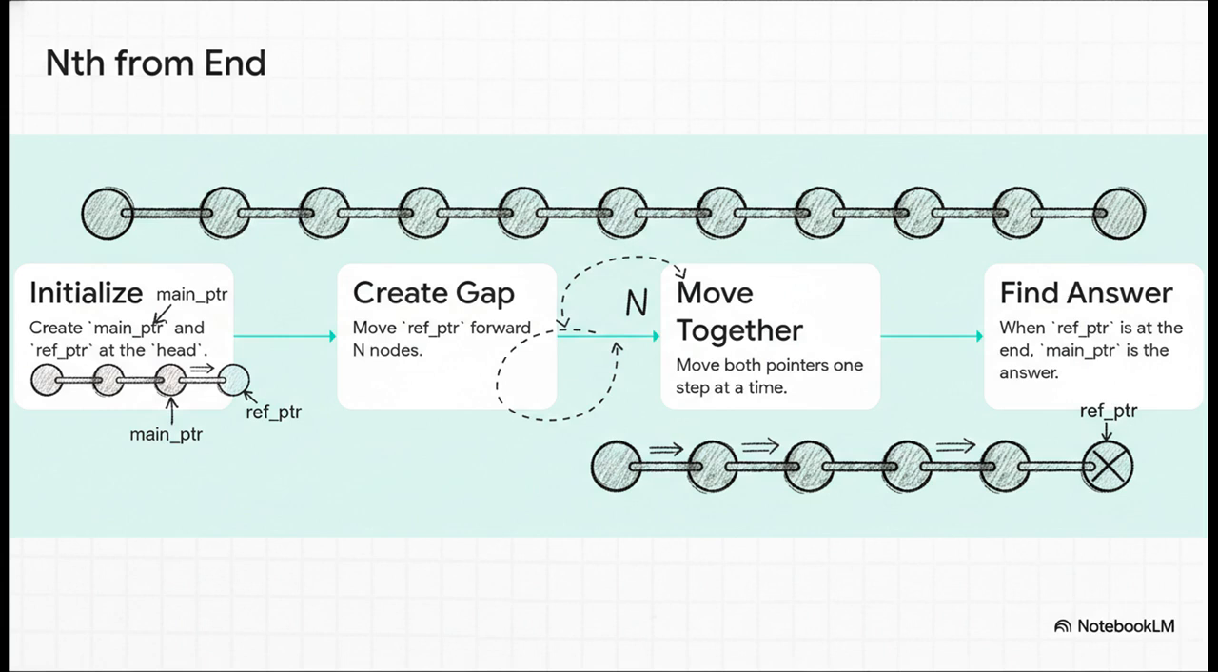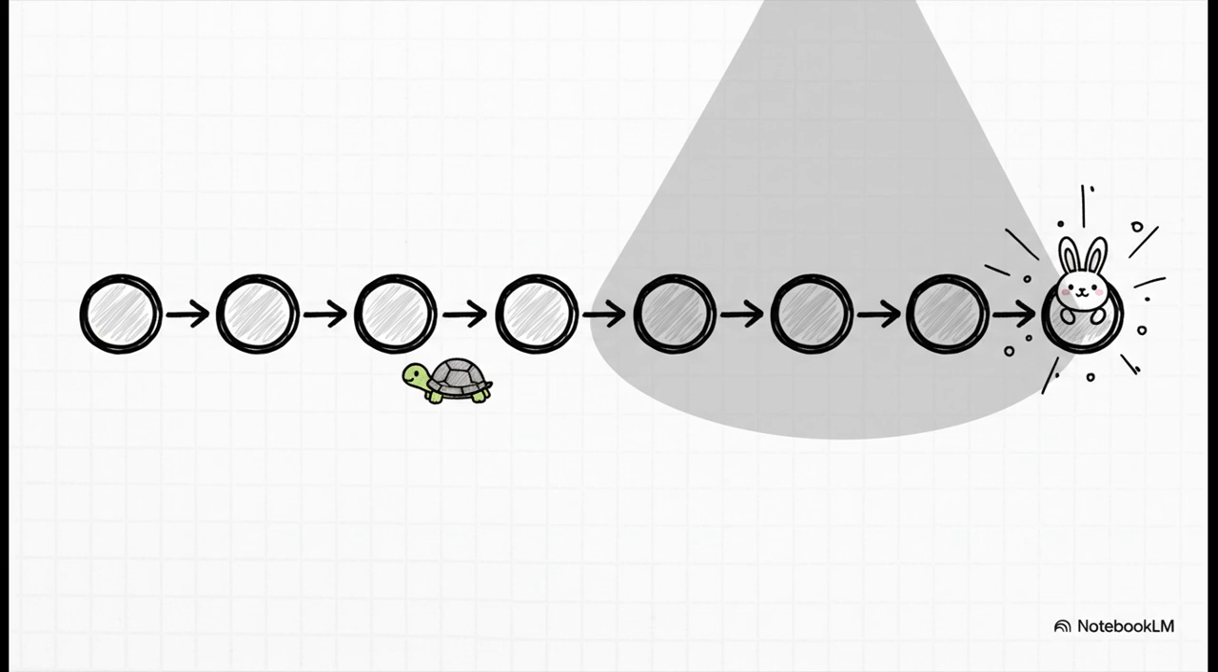And now for the cool part, you move both pointers forward at the same time, one step at a time, keeping that gap between them perfectly consistent. And this is the magic moment. The second that reference pointer, the one you sent ahead, finally hits the very last node of the list, you stop. And where do you think the main pointer is? Because of that gap we created, it's sitting exactly on the nth node from the end. Voila! A perfect single-pass solution. It's just a beautiful, beautiful example of clever algorithmic thinking.